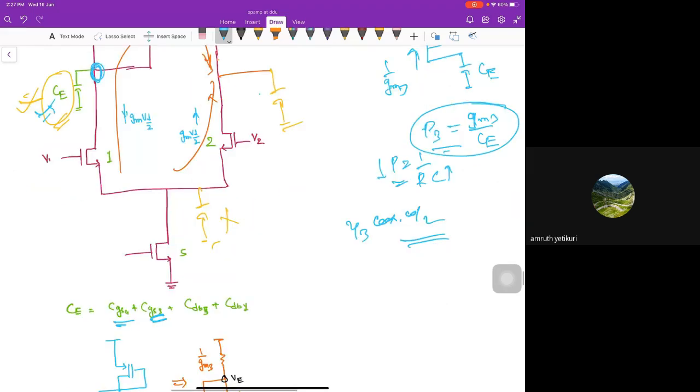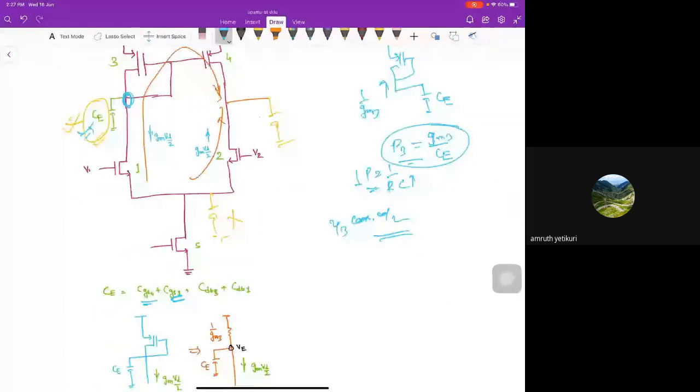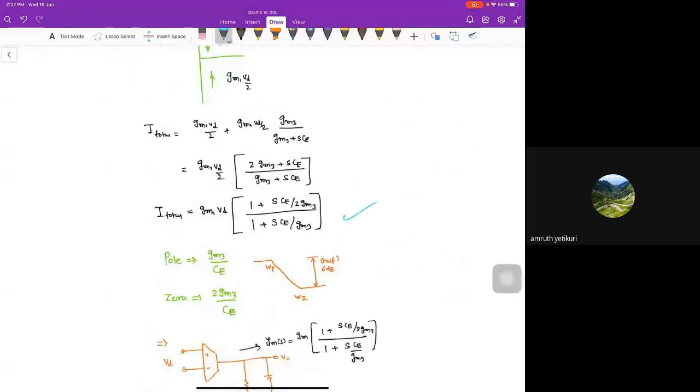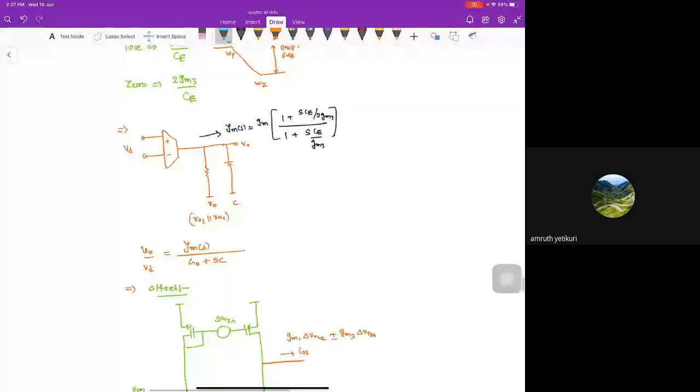And due to that, one more thing that I want to show you: here are two parallel orange paths I have shown. You will get a zero due to that, and the zero is Gm3 divided by C, which you will see in the transfer function. Please derive it yourself. So this is the thing.